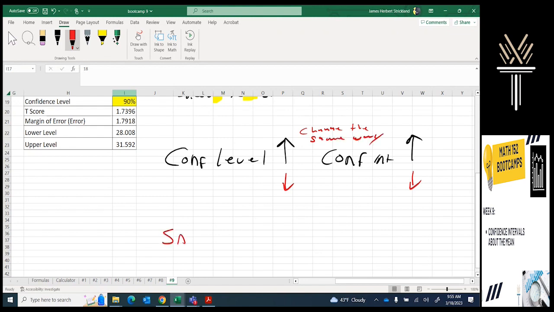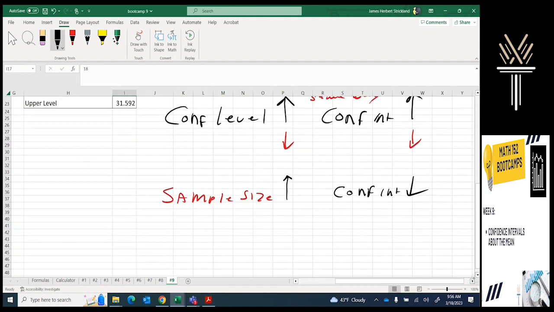However, sample size does the opposite. The larger the sample size, the more sure we are of the answer, so the less of an interval you're going to need. So it's going to shrink, which means if I shrink my sample size, we have less certainty of guessing the interval, so we're going to need a bigger interval. So for sample size, it always changes the opposite way. If you increase sample size, you're going to decrease your interval width, and vice versa.